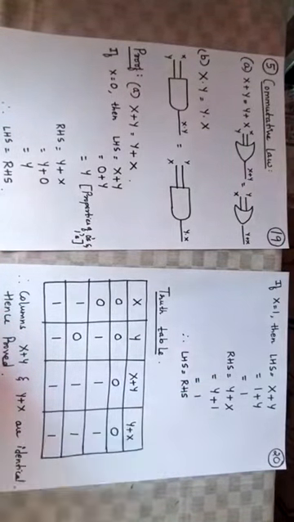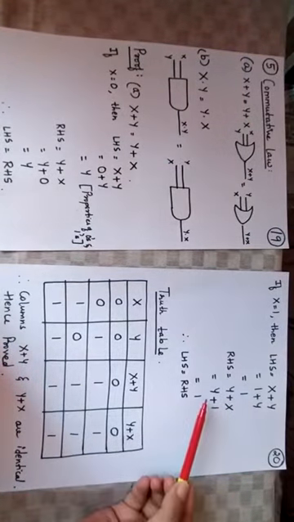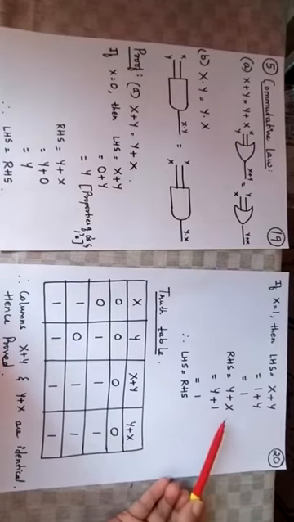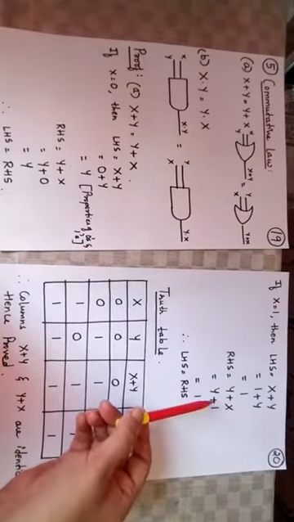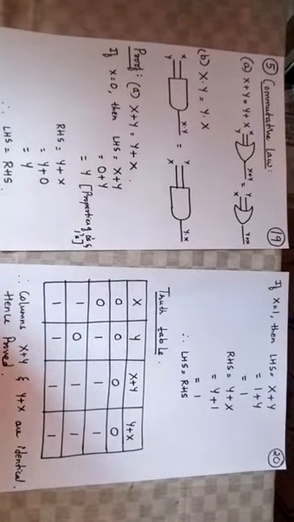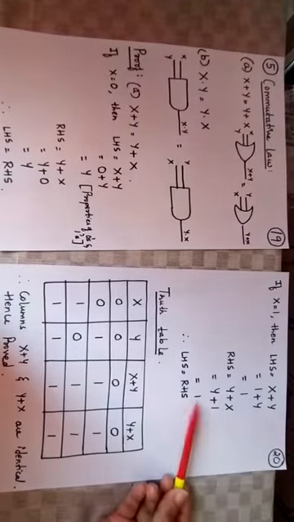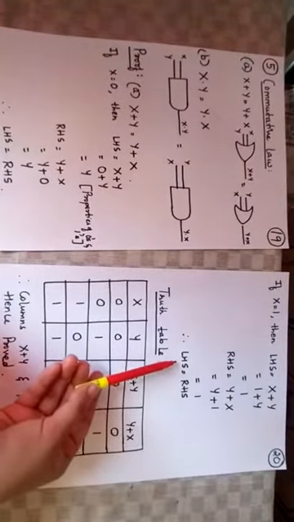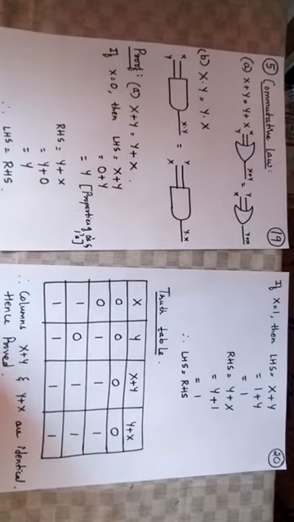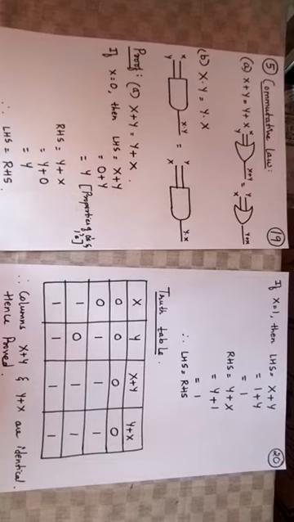Next, take the right hand side, which says y plus x. Keep y as it is, plus substitute the value of x with 1. Now y plus 1 results in 1. This is again because of the properties of zeros and ones. So if we see the final value of the left hand side and right hand side, both are 1. Therefore the left hand side equals the right hand side. Okay. So this was the proof with the help of proof by perfect induction. Now we'll see it with the help of a truth table.